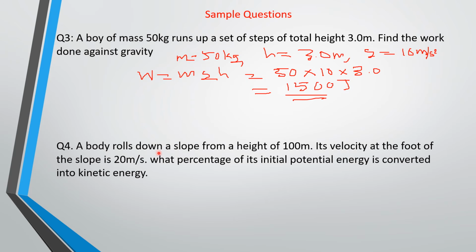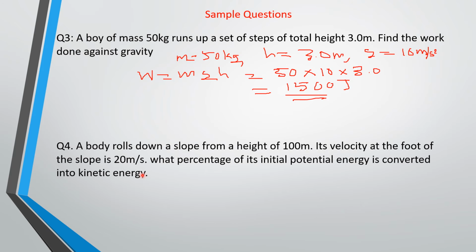Okay, so this is another question. A body rolls down a slope from a height of 100 meters. Its velocity at the foot of the slope is 20 meters per second. What percentage of its initial potential energy is converted into kinetic energy?